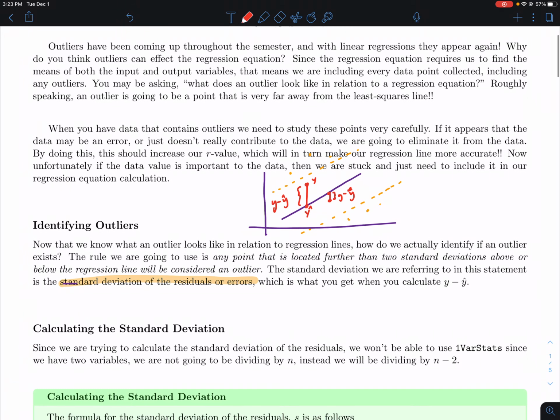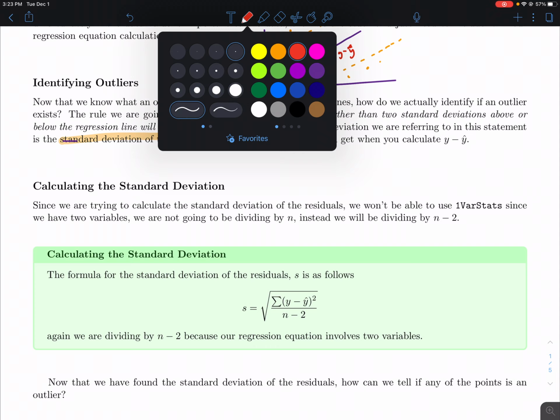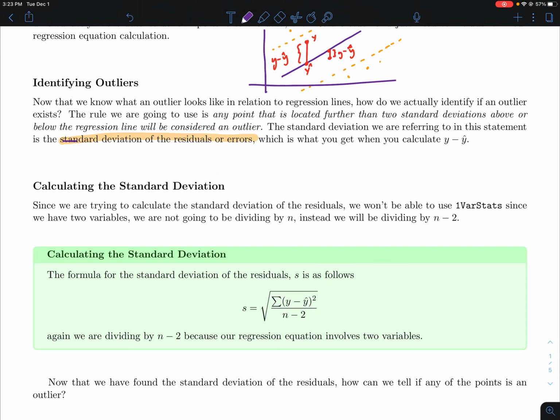Now, the only downside to this section, which is going to be a little bit more work than we've been doing in the past, is that because we've got two variables, our degrees of freedom are n minus 2. We can't use 1-Var Stats to calculate this, because we're dividing by n minus 2 instead of dividing by n. So we can't use our normal way of finding the standard deviation. Unfortunately, we're just going to have to brute force this to find our standard deviation. It's not terrible, but it does take a little bit more work than normal.